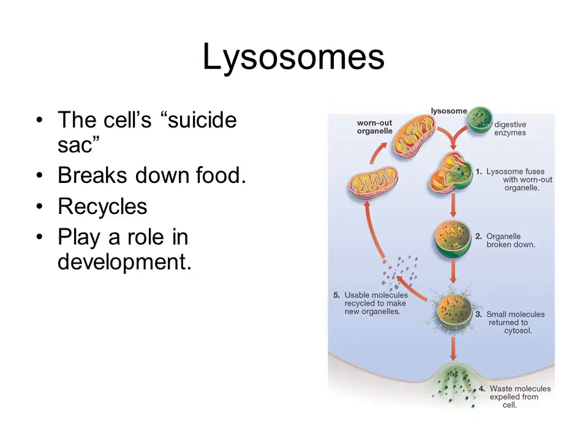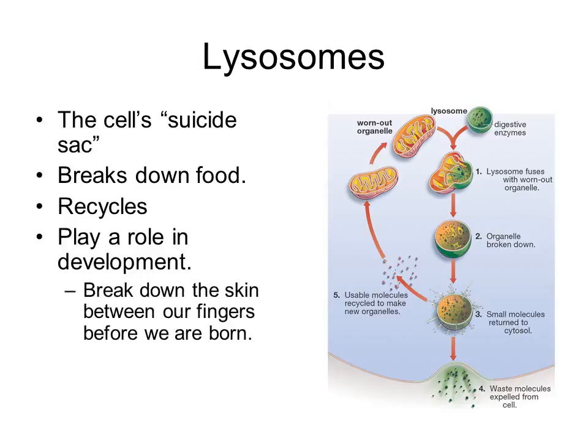But lysosomes also play a role in development. Late in embryonic development, we have webbing between our fingers. Very seldom are humans born with webbing between their fingers, because the lysosomes in that tissue are programmed, hardwired, you might say, to release all their enzymes at once and destroy that tissue. So you don't see humans being born with webbing between their fingers or toes.